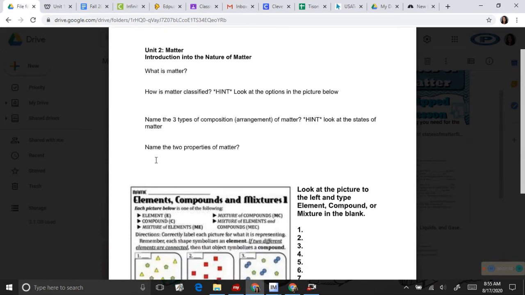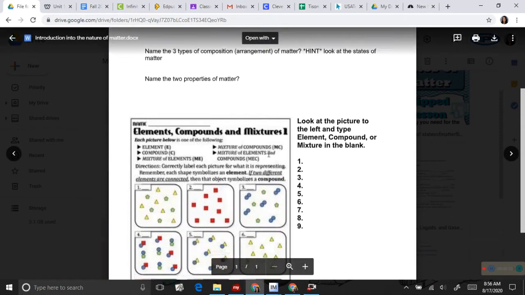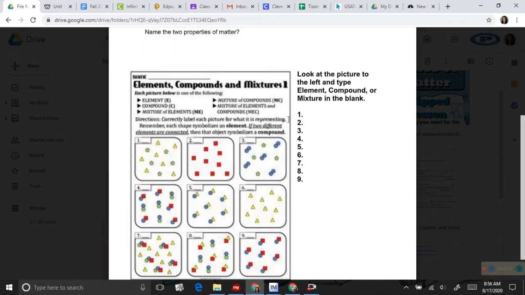So tell me things that matter does. So a property is just something about matter. You can tell me that it can be made into elements, it can be compounds, it can be mixtures. Matter can be solids, it can be liquids, it can be gas. It's all made up of atoms. You can tell me some properties of matter. If you don't know what these properties may be, look up properties of matter on your computer and tell me two of your favorites.